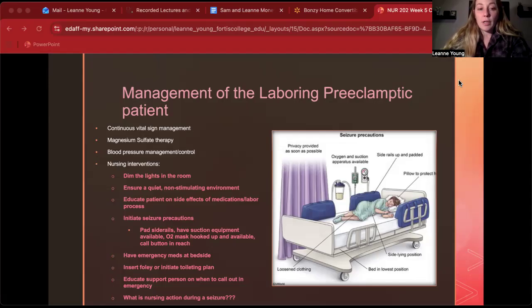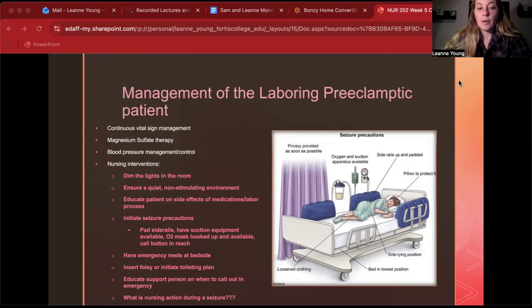We need to also educate our support person on when to call out in an emergency. So, educate that support person of what it is going to look like if your partner has a seizure. If your partner starts displaying these signs and symptoms, or they start to not make very much sense, or they seem like they don't know where they are, hit this big red button because we need to know about it immediately.